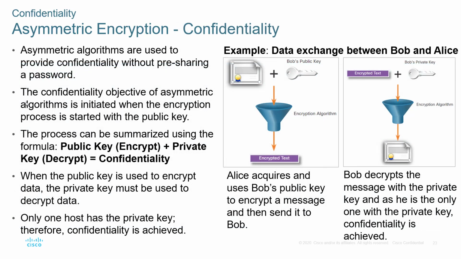So how does this work? Basically the public key will encrypt it, the private key will decrypt it. That provides the confidentiality. Public key encrypts the message. Private key decrypts the message. So when there is a public key in use to encrypt the data, the private key must be used to decrypt the data. Public key encrypt, private key decrypt.